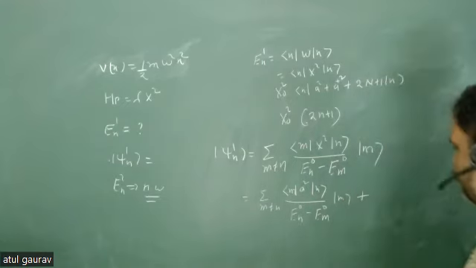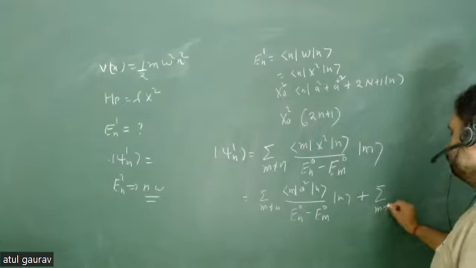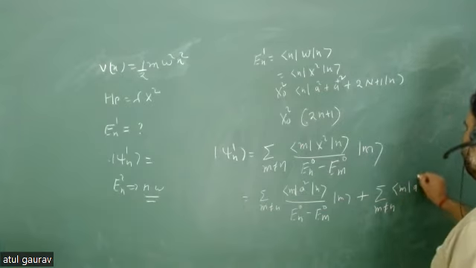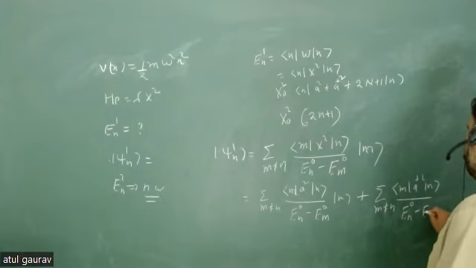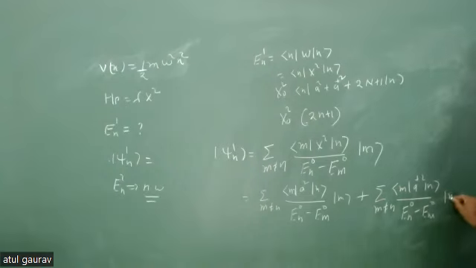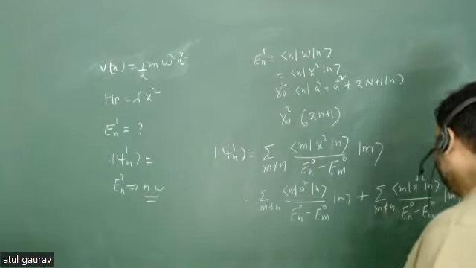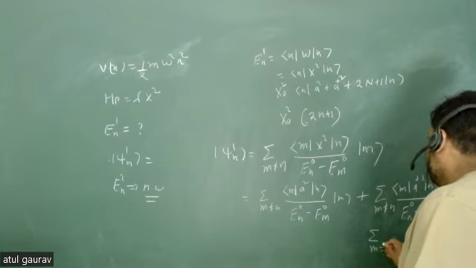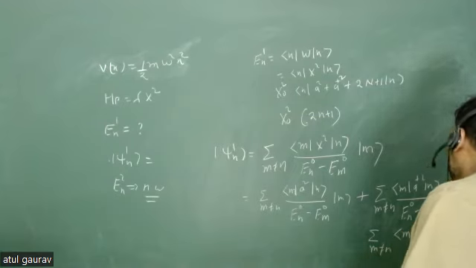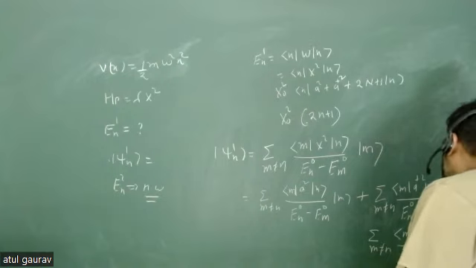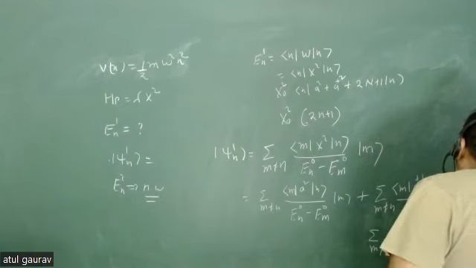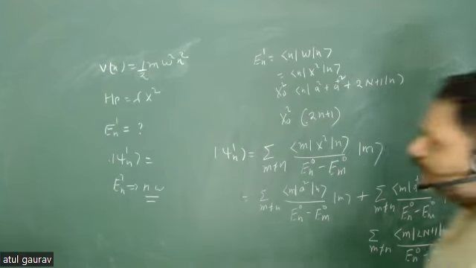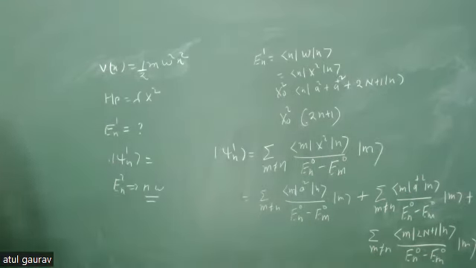So how many sums are there? Three sums. The first, m not equal to n, <m|a dagger squared|n> over E_n^(0) minus E_m^(0), times |m>. Plus this term is also there, m not equal to n, <m|2n plus 1|n> over E_n^(0) minus E_m^(0), times |m>. We have to find all these three. So let's go for the next level of calculation.